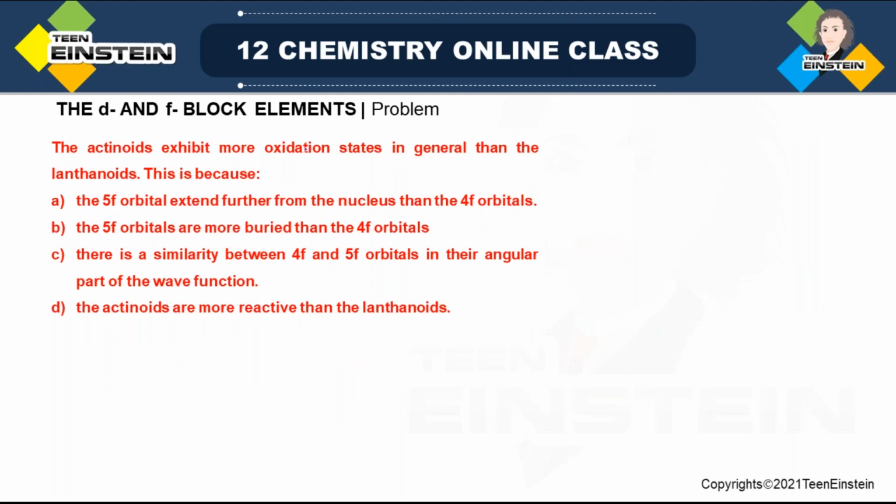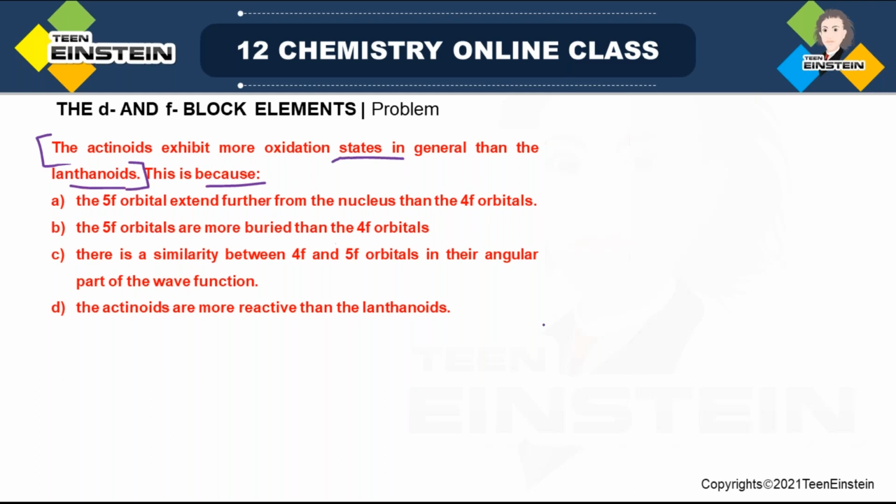The actinoids exhibit more oxidation states in general than the lanthanides. You have to find the reason for this statement. So this statement is given. That is fine. We know that actinides have a very high number of oxidation states starting from +2 up to +7. But why not for lanthanides? What is the reason behind it? That is the question.